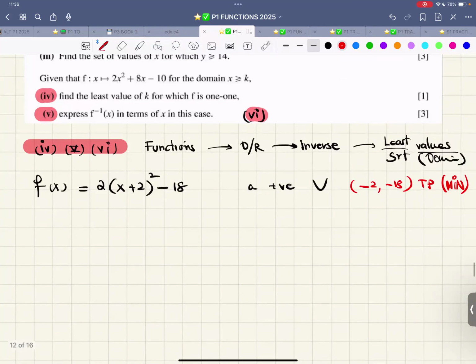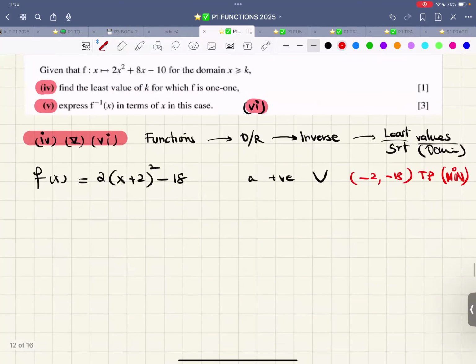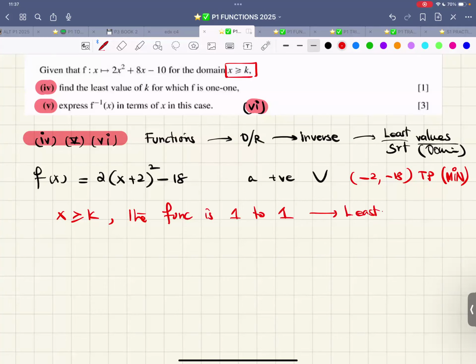So now they're asking to find the least value for which f is 1 to 1. So simply write it. The least value k for the domain x is greater than or equal to k. For x is greater than or equal to k, the function is 1 to 1. And they're asking us the least value. Why are they asking us the least value? Because the inequality is greater than or equal. That is the x coordinate of the turning point, which comes out to be negative 2. No need to draw anything.